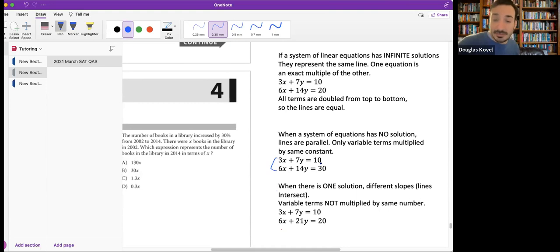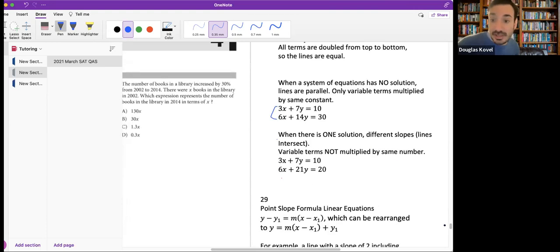The lines have the same slope but different intercepts, so they never intersect. And then finally, the third possible option is that there's just one solution. So this means that the lines actually intersect, and they intersect, so they must have different slopes.